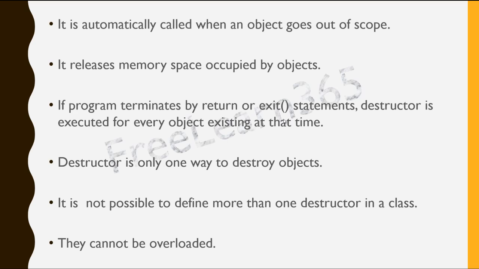Destructors are automatically called when an object goes out of scope. We do not call a destructor explicitly. It releases memory space occupied by objects. If the program terminates by return or exit statements, the destructor is executed for every object existing at that time. Destructor is the only way to destroy objects.